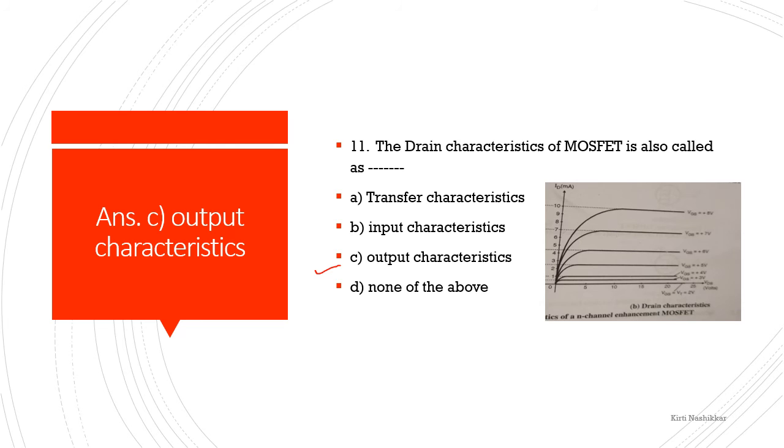On the x-axis we are plotting VDS, the drain to source voltage, and on the y-axis we have the drain current in milliampere. We are plotting the graphs for various VGS values, and this is how the drain characteristic of an n-channel enhancement MOSFET looks. So the drain characteristic is also called the output characteristic of MOSFET.